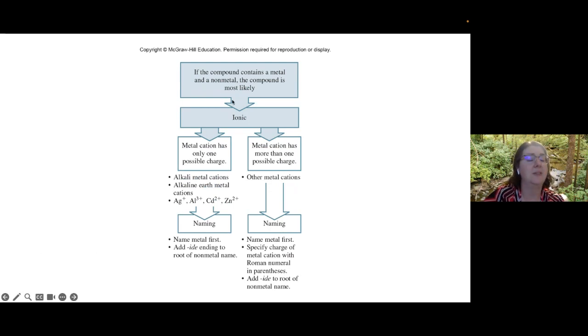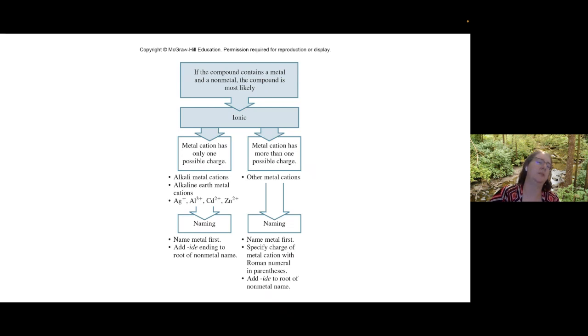It has a little flow chart on here, and it says metal cations with only one possible charge: alkali metals, group 1A, alkaline earth metals, group 2A, silver, aluminum, cadmium, and zinc, the 4 things I just went over. These do not have Roman numerals. Everything else that has a metal does have a Roman numeral, which for the most part is your D block, also some P block.